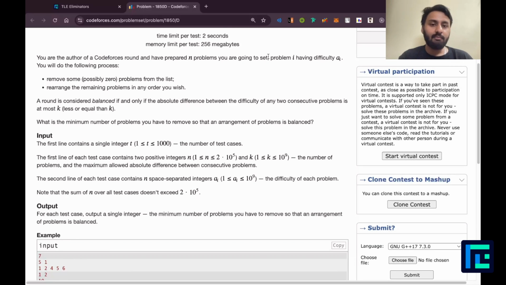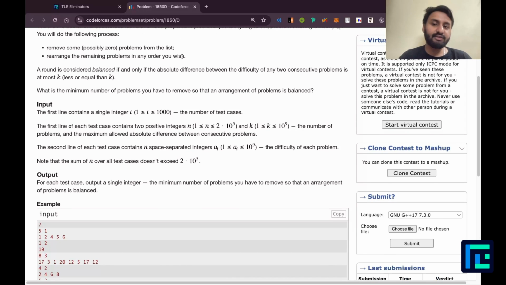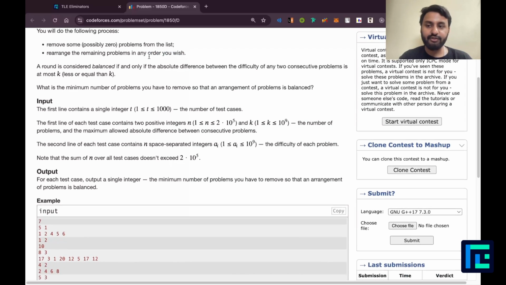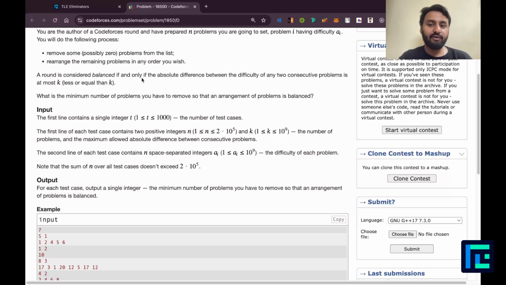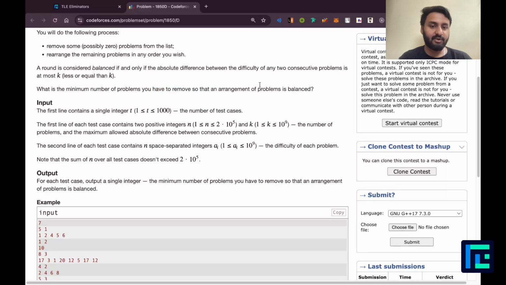Okay. So you are the author of a Codeforces round and you have prepared n problems you are going to set. Problem i has difficulty i. You will do the following process. You remove some, possibly 0, problems from the list and then you rearrange the remaining problems in any order you wish. A round is considered balanced if and only if the absolute difference between difficulty of any two consecutive problems is at most k, that is less than or equal to k. What is the minimum number of problems you will have to remove so that the arrangement of problems is balanced?